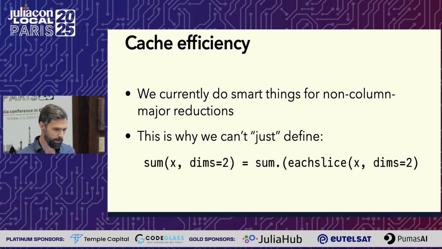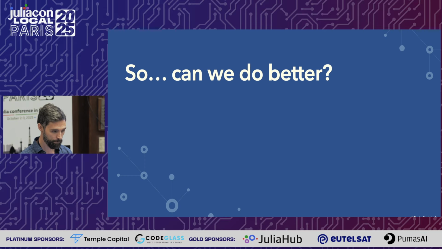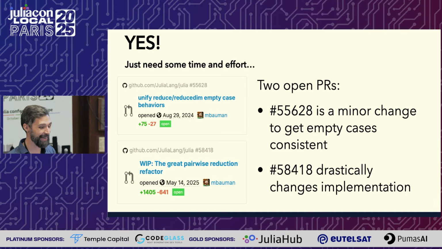So lastly with this is the fact that we want dimensional reductions to be cache efficient. And this is why we can't just use each slice here. If we just did the sum of each slice, we would do something that's terribly cache inefficient, which is a performance penalty often on the order of 10 or 100-fold. And so we have a faster cache efficient mechanism in base right now. And if we were to just rip it out and throw this away, we would have a huge speed bump. So can we do better? Yeah, we can. It just is going to take some time and effort.